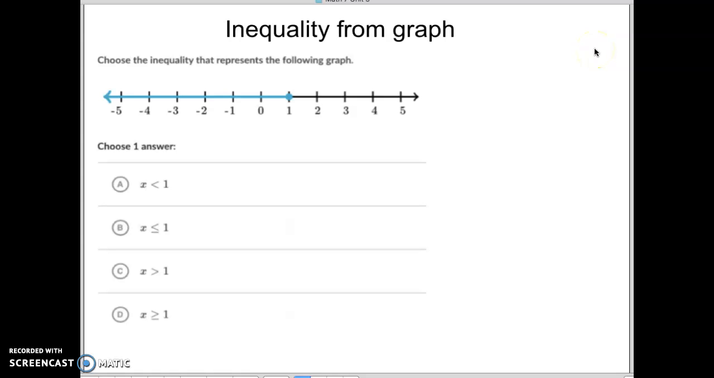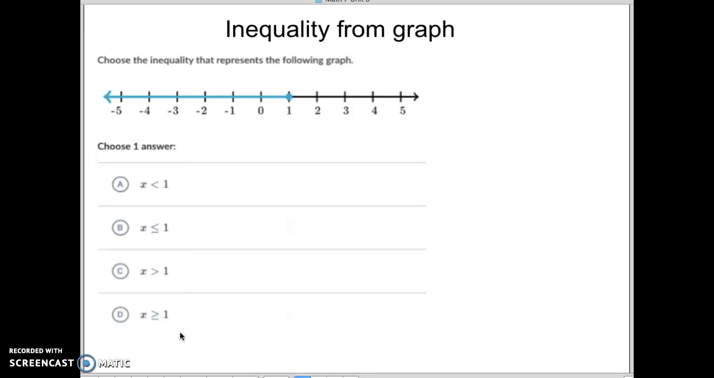All right, Math 7 students, we are on Khan Academy, starting our third section of this one. It's called Inequality from Graph. You can see on this one that we have a solid blue dot right here at the number 1, and then the line goes to the left. We have to figure out which of those inequalities it goes with.